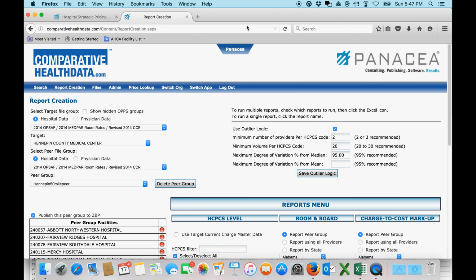In part one, we looked at the comparative health data system to establish customized peer groups for use in hospital zero-based pricing. So let's go into the hospital zero-based pricing system, where we'll find the actual peer groups that were established in the comparative health data system. And if you recall, by checking off this box, there's no need to upload that information. It will actually be found in the zero-based pricing module. So let's go there now.